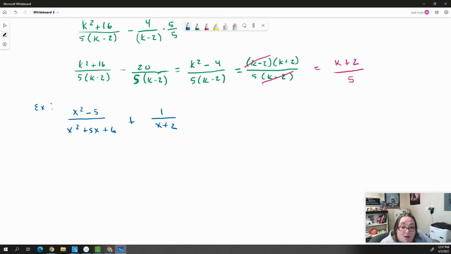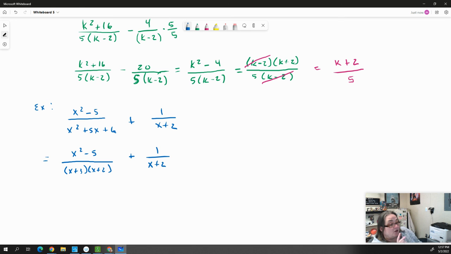So I'm going to rewrite this problem starting with this x squared minus 5. Not much I could do with that. That's going to stay x squared minus 5. X squared is a perfect square, but 5 is not, so we can't write it as a difference of squares. But this trinomial is factorable. And we can redo a lesson on factoring, but this would be x plus 3 times x plus 2. And then here we've got plus 1 over x plus 2.